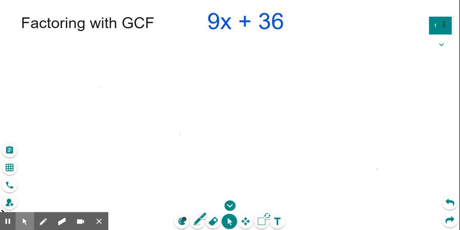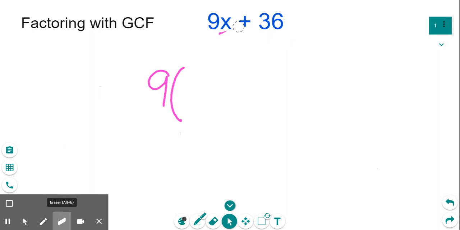Okay, now I'm going to show you a faster way to factor 9x plus 36. What you do is think about what is the biggest factor that goes into both 9 and 36. And hopefully you're able to determine that 9 is the greatest common factor. Now, once you determine that, oh, and also notice that x is only over here, but there is no x over here. So 9 is the greatest common factor.